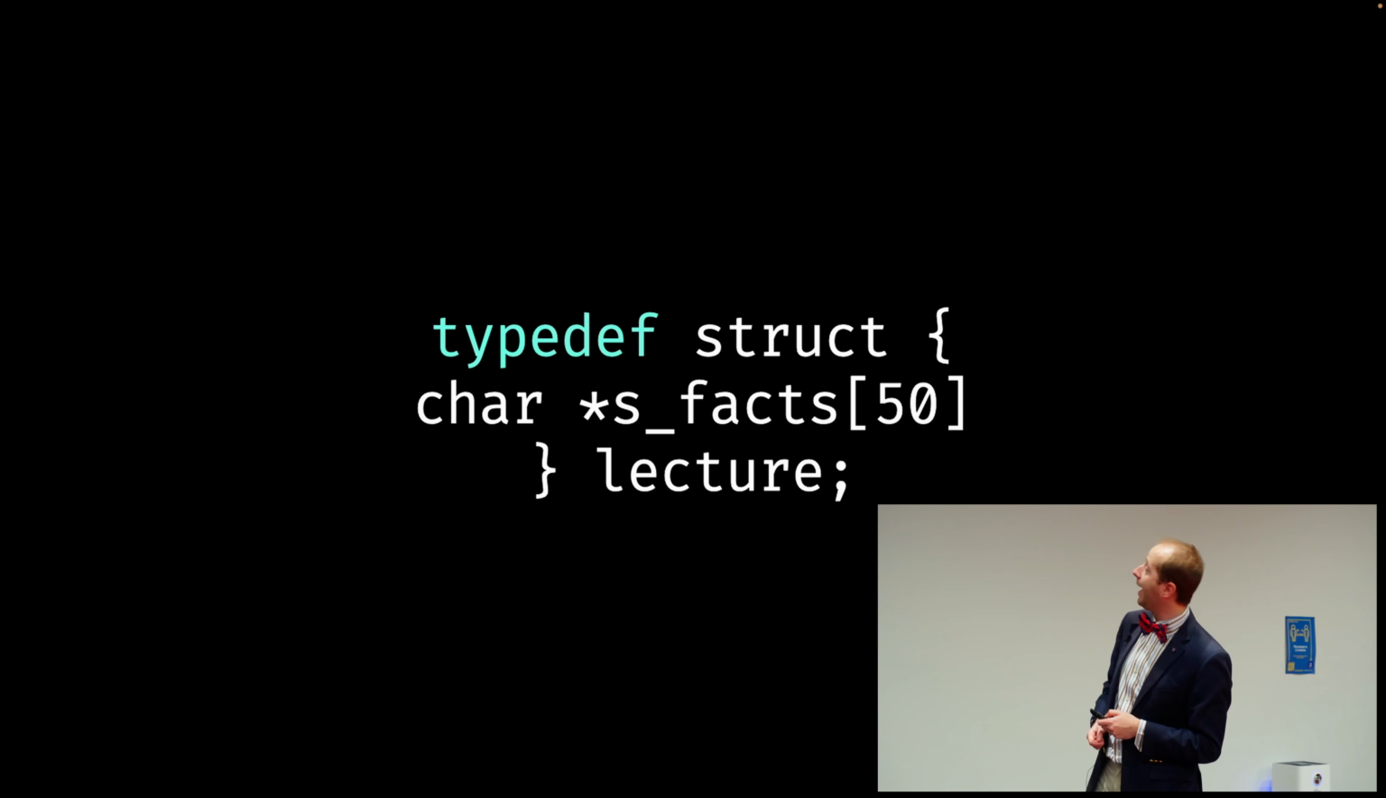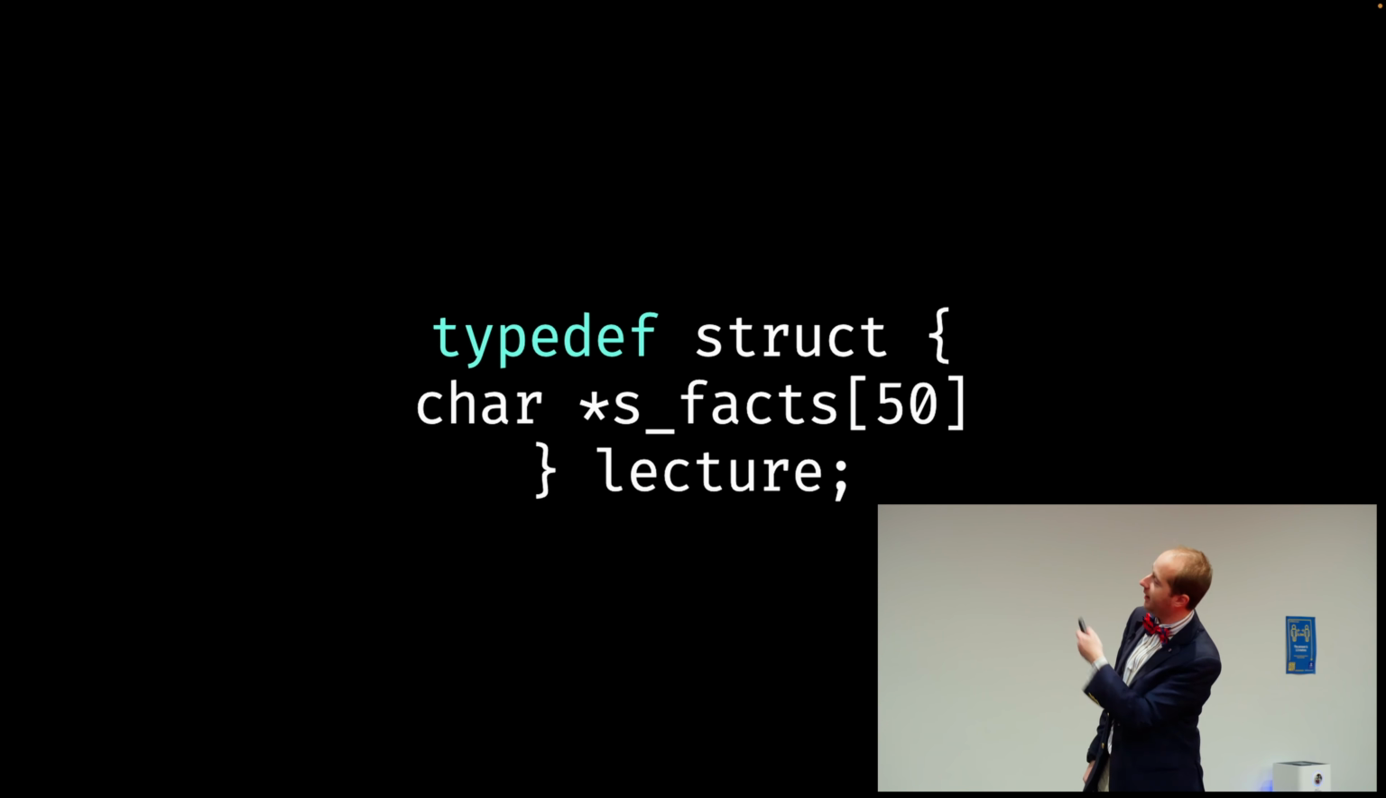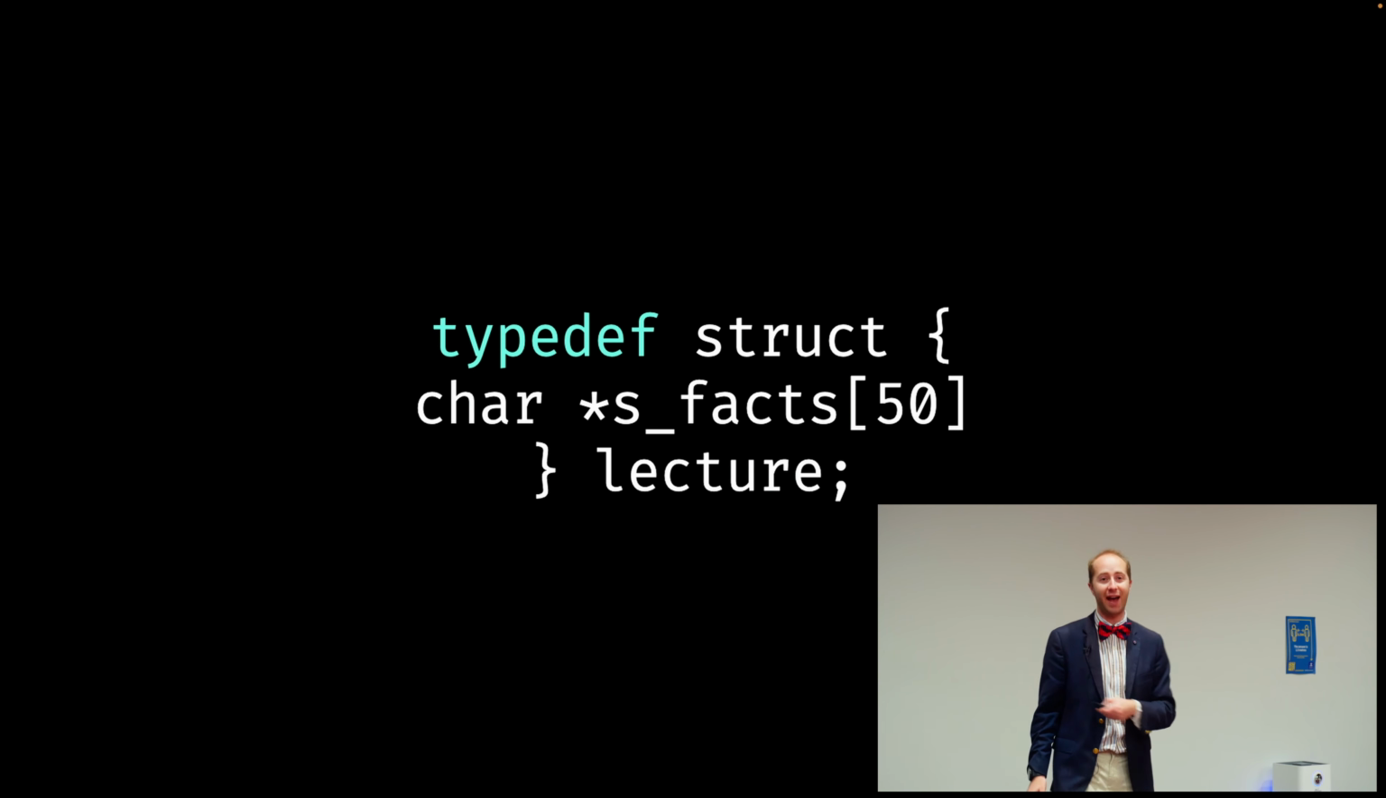So here we have a simple struct that contains a few strings, S facts. So these are going to be our struct facts. We've got a few facts about structs before we're ready to move on. We encountered a few pros of structs.